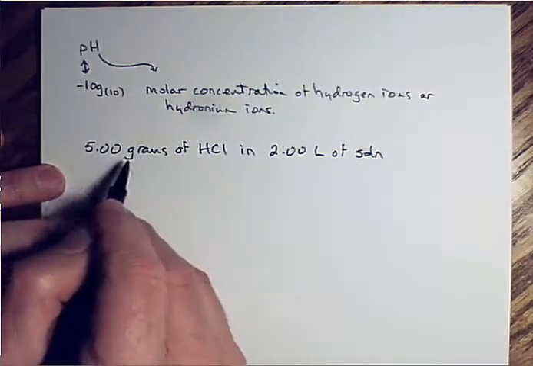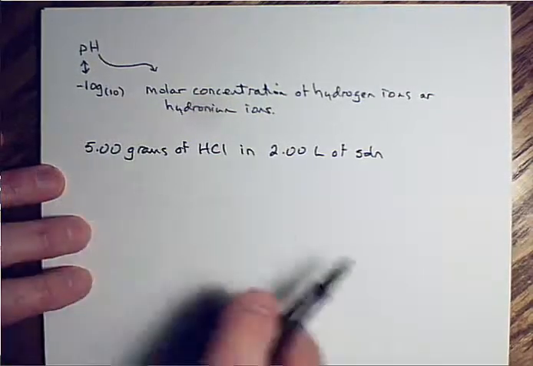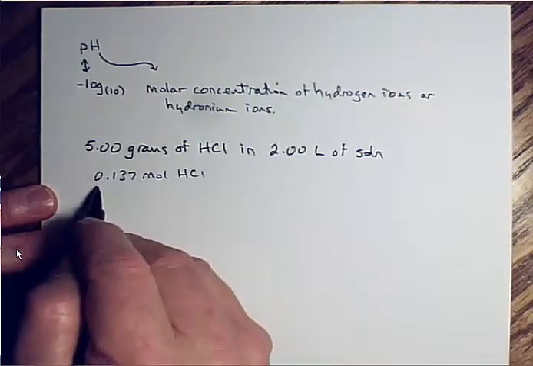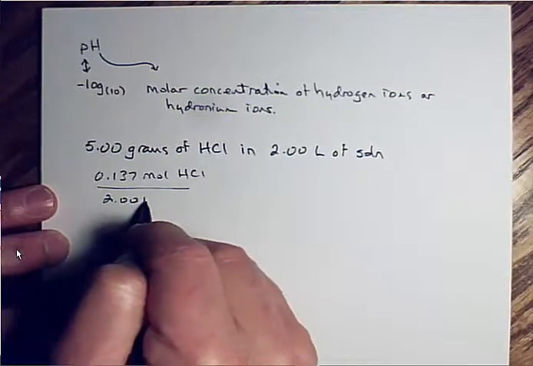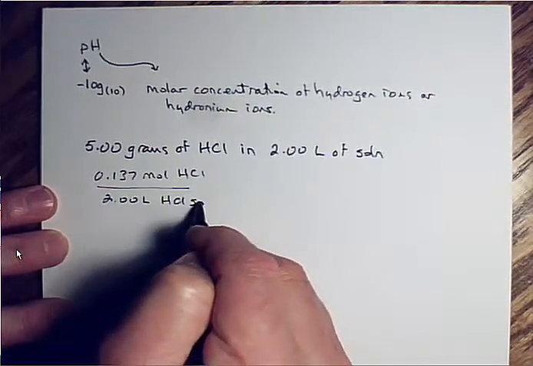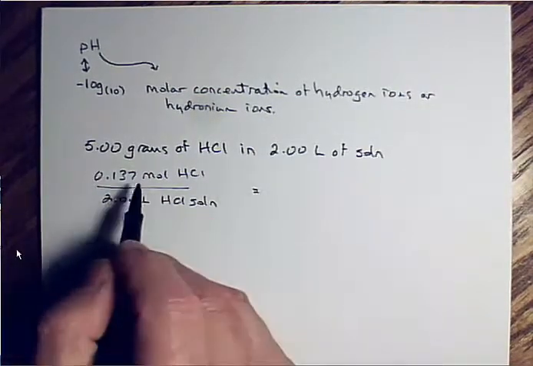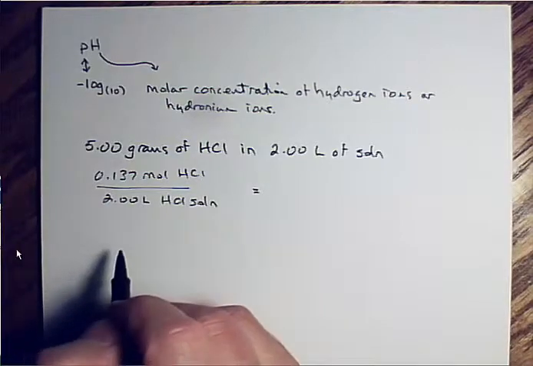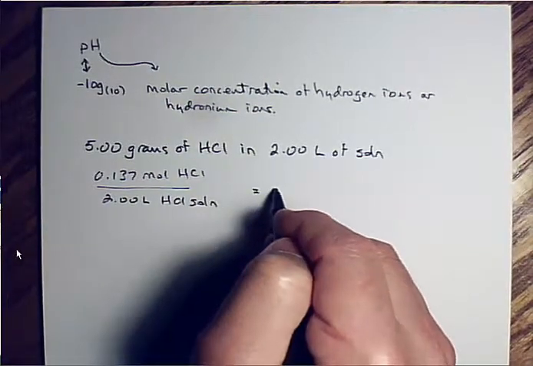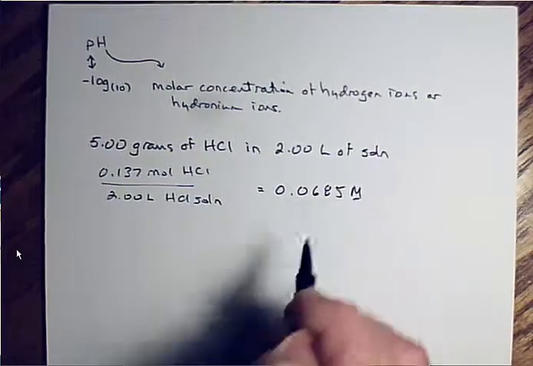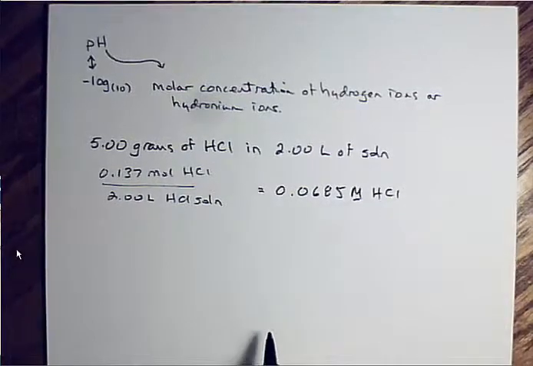Well, I could find the molar mass of this pretty easily, could I not? Okay. And we've got that in 2.00 liters of HCl solution. So that's 1.37, I'm sorry, divided by 2. And that gives us a molar concentration, because moles of solute over liters of solution is molar concentration. That gives us a molar concentration of 0.0685 HCl, all right?